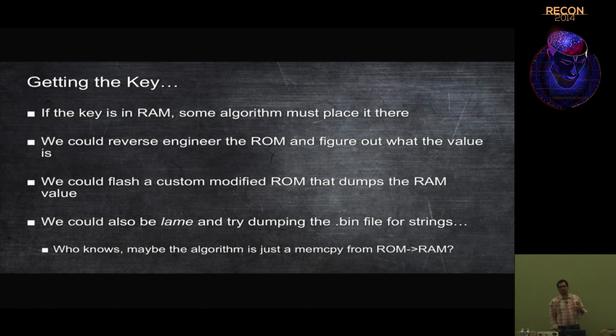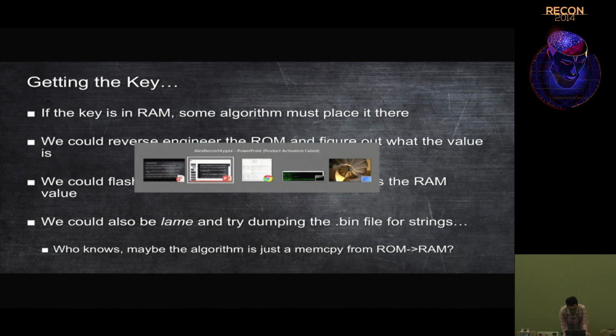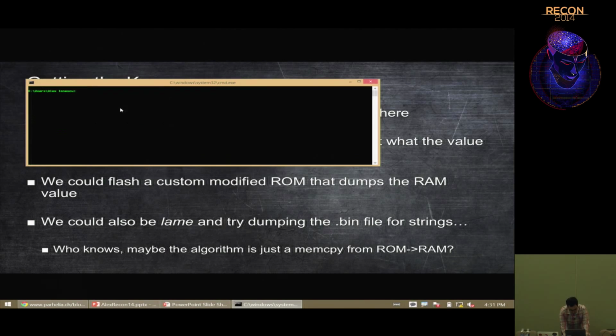Or we could be really lame and assume that Apple did not use any sort of obfuscation, and they're not actually generating a key, but the key is actually stored plain text in the ROM, and they're just copying it into the RAM. And since I'm lame, I said, okay, let's just try that out. And I just used the strings tool to basically dump all the strings in the ROM file.